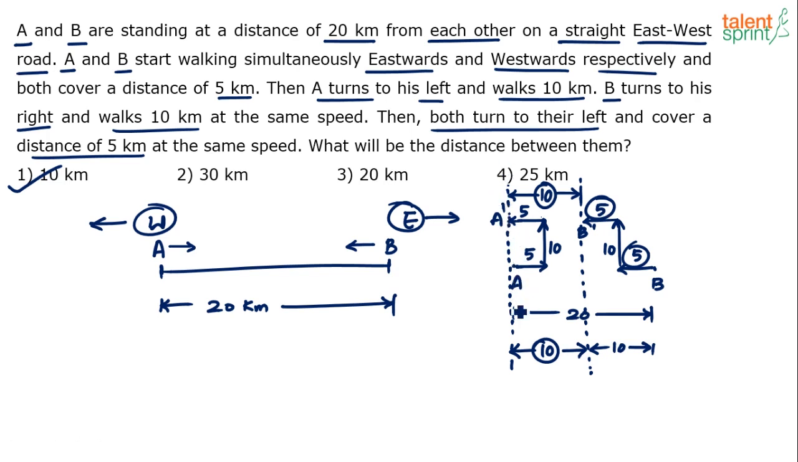Because A is in the same vertical line, initial vertical line. B has covered 5 kilometers here horizontally, then goes 10 kilometers up vertically and then covers 5 more kilometers. So total horizontal distance covered by B is 10, out of the total distance initially that was 20. So from 20 subtract 10. The balance 10 is what is left out between them. Yeah. So option 1, 10 kilometers will be the answer.